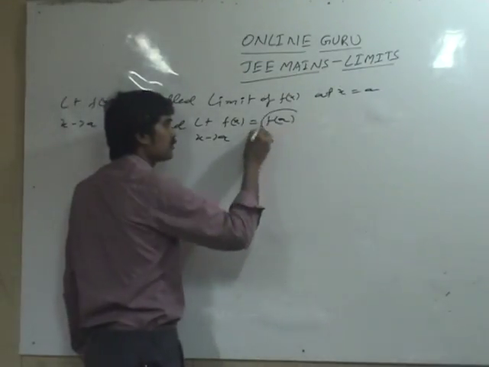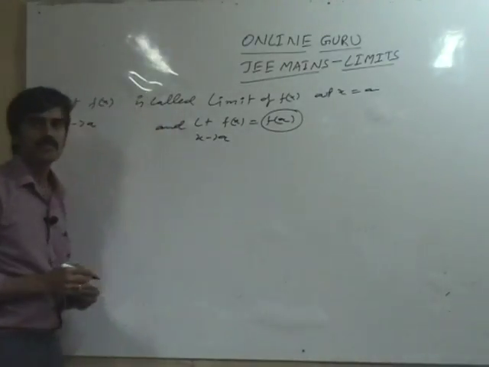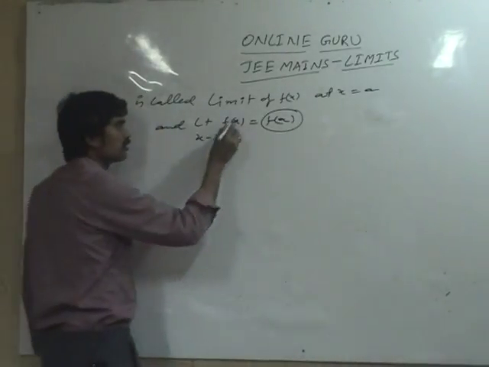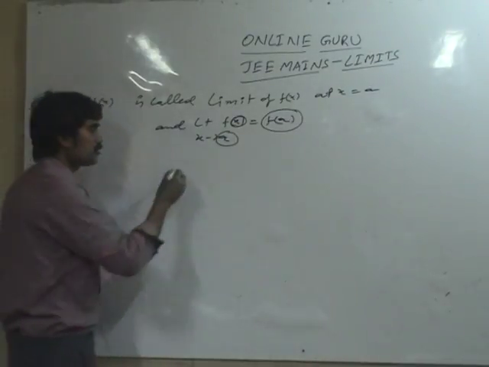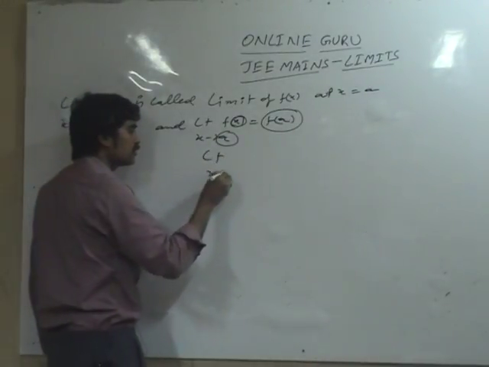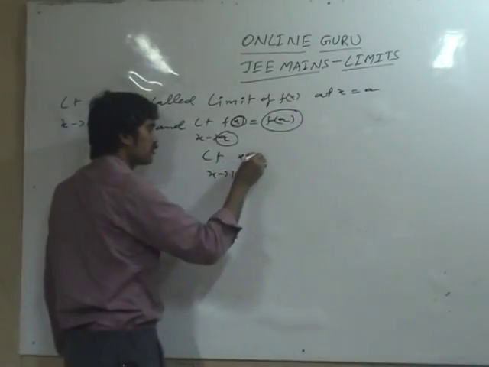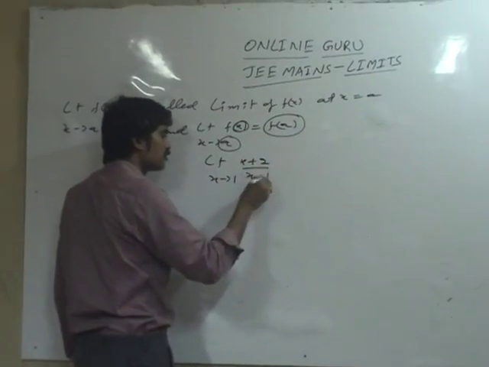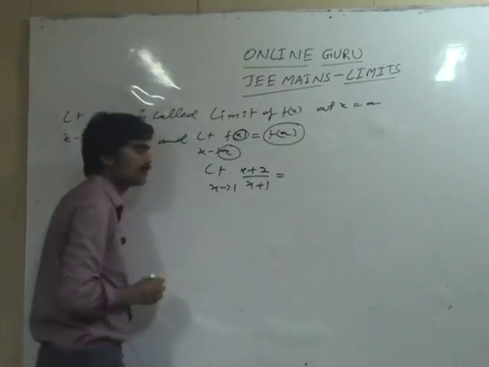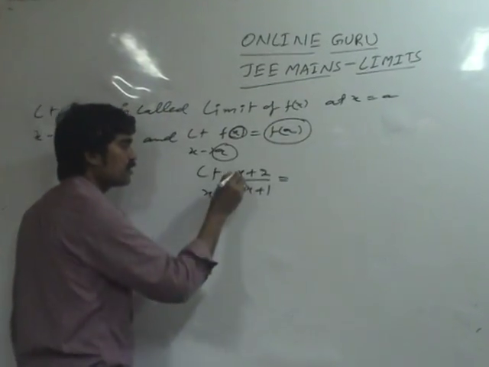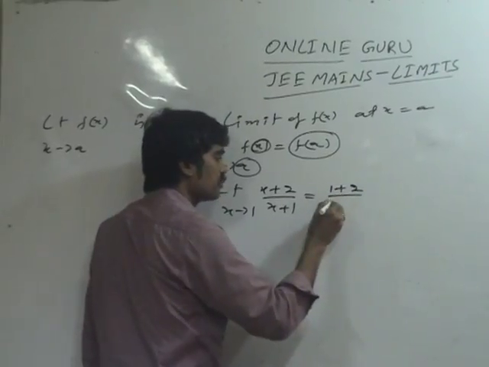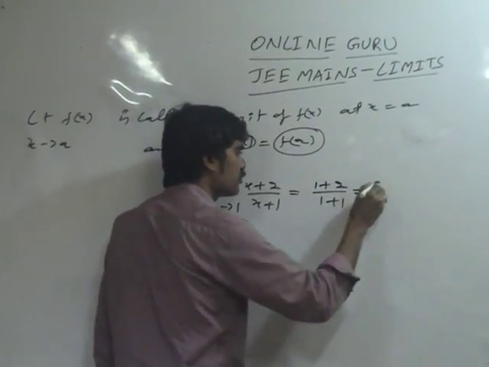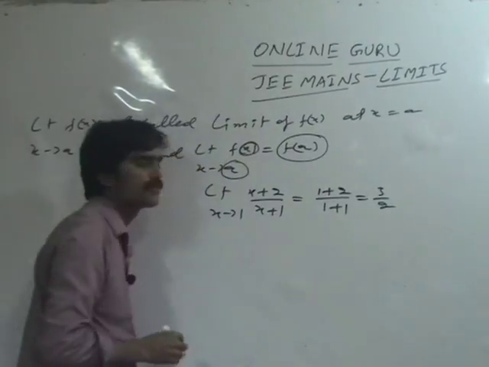How can we get this f of a? By substituting a in the place of x. For example, if you take limit x tends to 1 of x plus 2 by x plus 1, in the place of x substitute 1, you get 1 plus 2 by 1 plus 1, which equals 3 by 2.